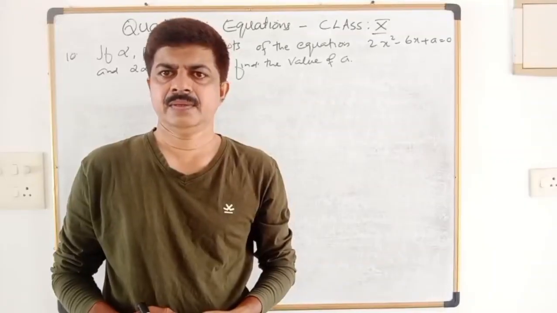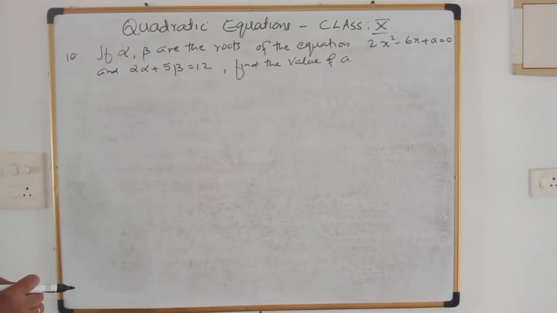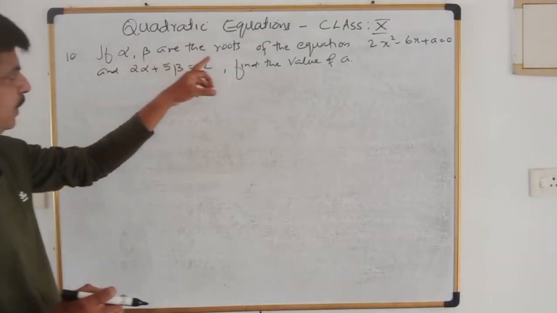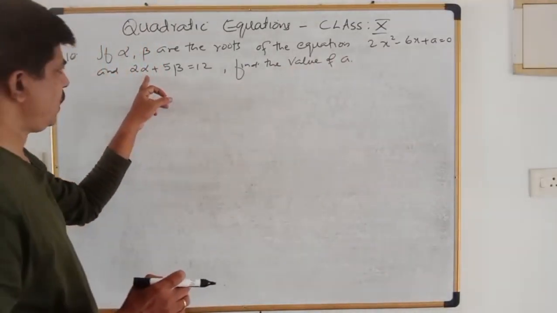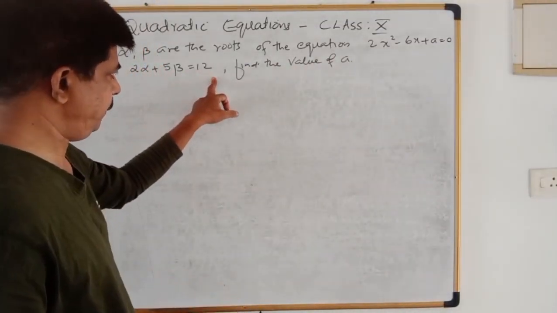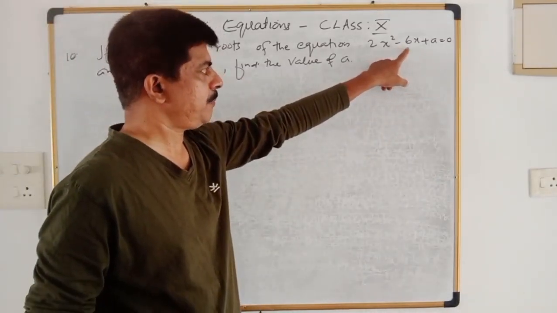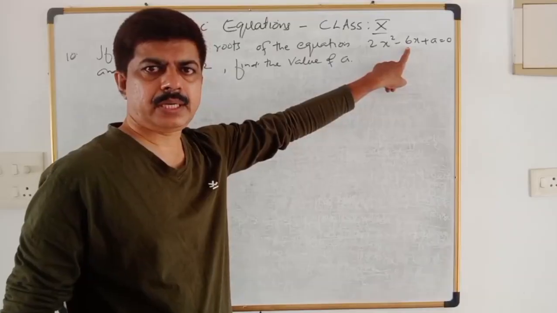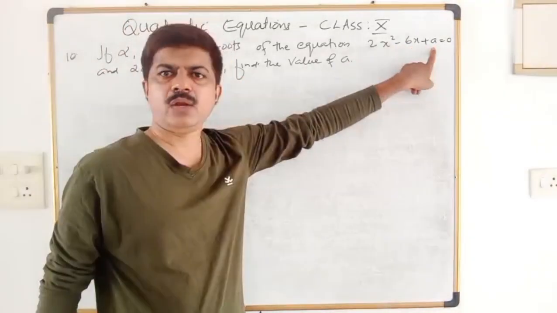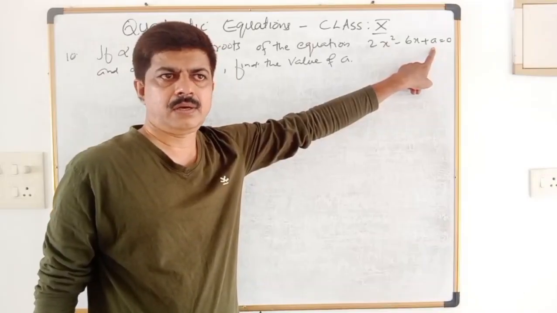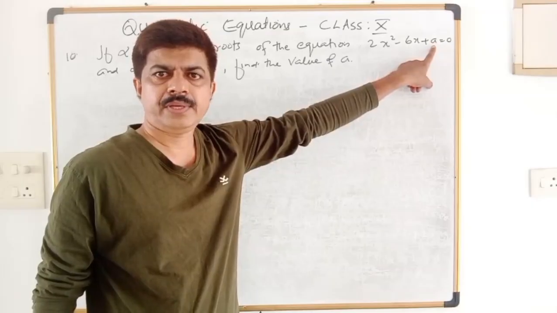Okay, this is the last question, the 10th question from this topic, quadratic equations. If alpha and beta are the roots of the equation 2x square minus 6x plus a is equal to 0 and 2 alpha plus 5 beta is equal to 12, find the value of a. When we compare this with the quadratic general form, a is 2, b is negative 6, and c is a. That c value only we have to find out, the coefficient without x, the last number.